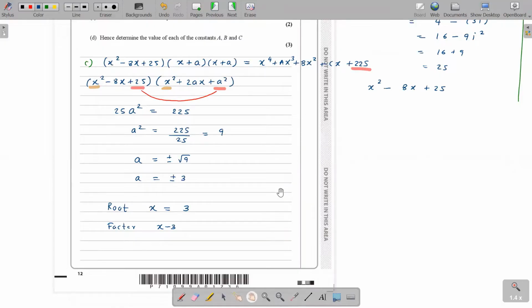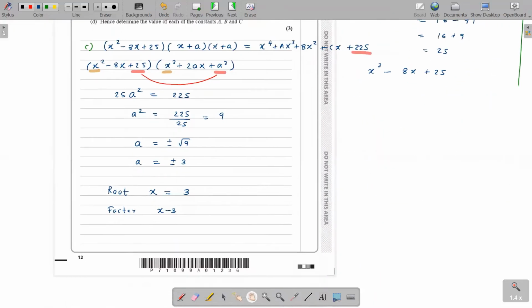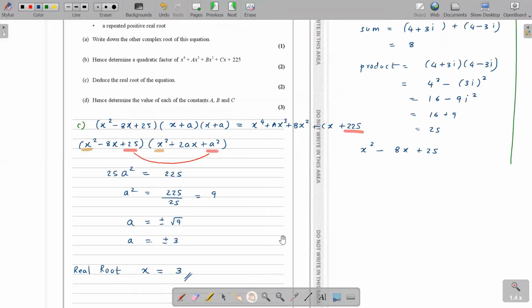Are you with me? So what do they want us to find? They want us to find the repeated real root. So what's the real root? The real root is x equals 3. Okay, so the factor is x minus 3. The repeated real root is x equals 3. They just want to ask for the root, so your root is x equals 3. Is that clear?